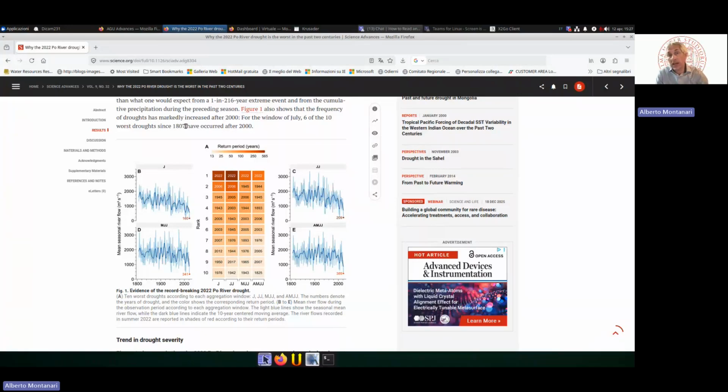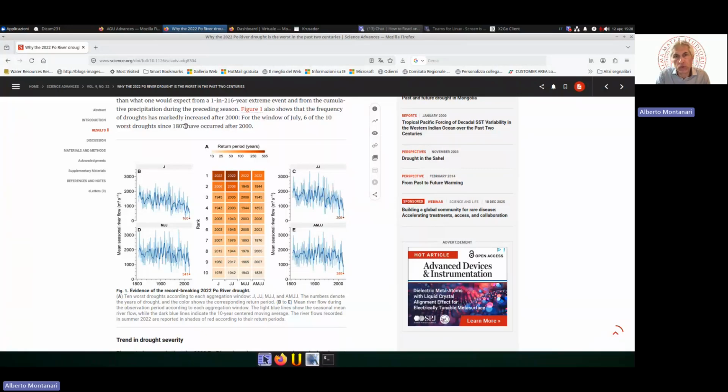And then as you go down in the rows of the table, of course, it becomes lighter, the color. And it becomes lighter because the return period, of course, is decreasing because the severity of the drought of the second worst, third worst, etc., is becoming lower. So basically from the table, we already understand that 2022 was really bad in terms of low flows, and it was the worst in the centuries.